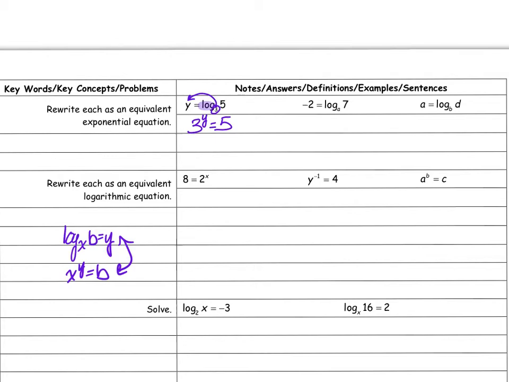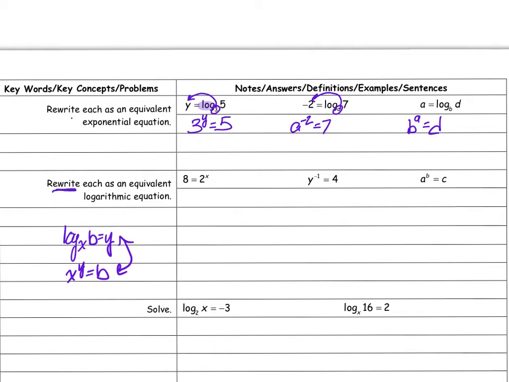Okay? So we're going to do it again. A to the -2 equals 7. Done. And this one's all letters, so this says b to the a power equals d. And that's all there is to it. That is it. Just rewriting it. I'm not doing anything else, okay? Again, it just says rewrite.